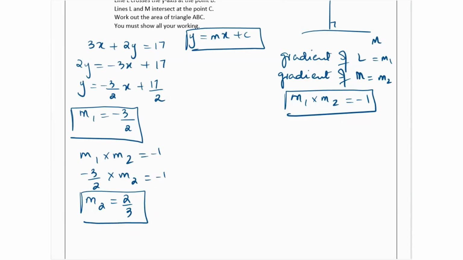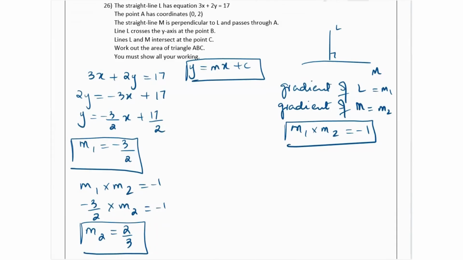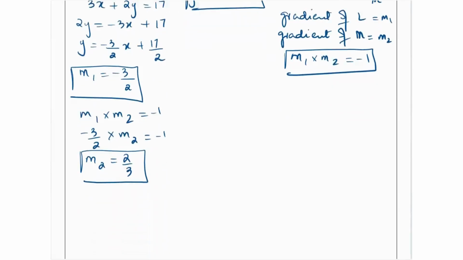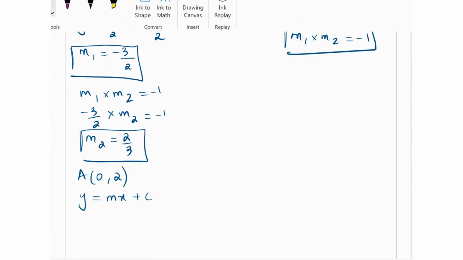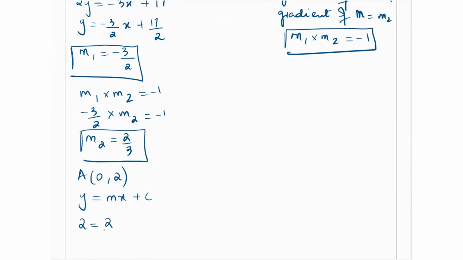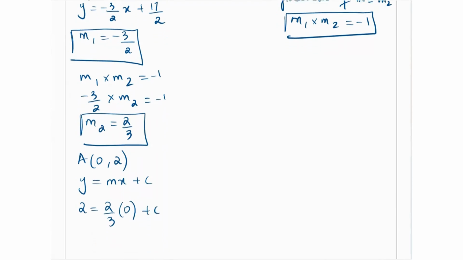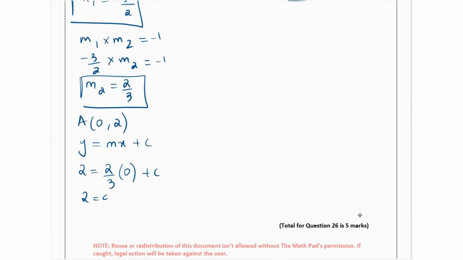Now, the line M is passing through the point A, and point A has the coordinates of (0, 2). So we can use the point A and this gradient value to figure out the equation for line M. y equals mx plus c. y is 2, m is 2 over 3, x is 0, and c is what we're trying to find. So that's 2 equals c. So y equals 2 over 3 x plus 2 is your equation for line M.